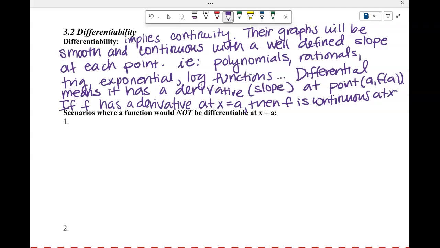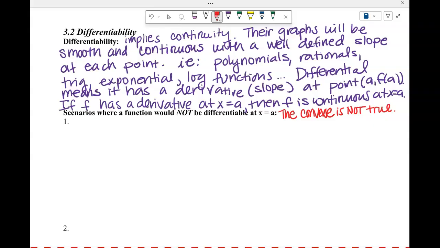Now I just want you to bring to your attention that the converse is not true. So if I say if f is continuous at x equals a, then f has to have a derivative at x equals a, that is not necessarily true.